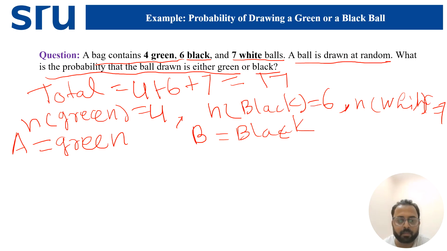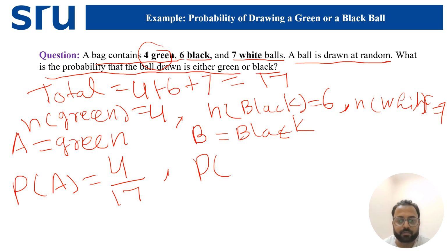So probability of drawing green ball. P of A: total number of green balls is 4, and total number of balls is 17. So 4 by 17 is the probability of selecting a green ball. And probability of drawing black ball: total 6 black balls, so 6 by 17. This is the probability of selecting black balls.